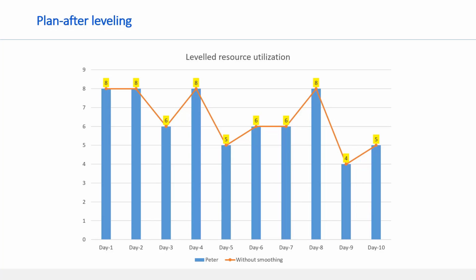But the utilization is quite uneven. On some days, he works for 8 hours. On some of the days, he works for 5 hours, and few days, he works for 4 hours. Will it not be nice if his utilization is smooth, meaning utilizing him more or less 8 hours in a day? That's when the resource smoothing comes into picture.